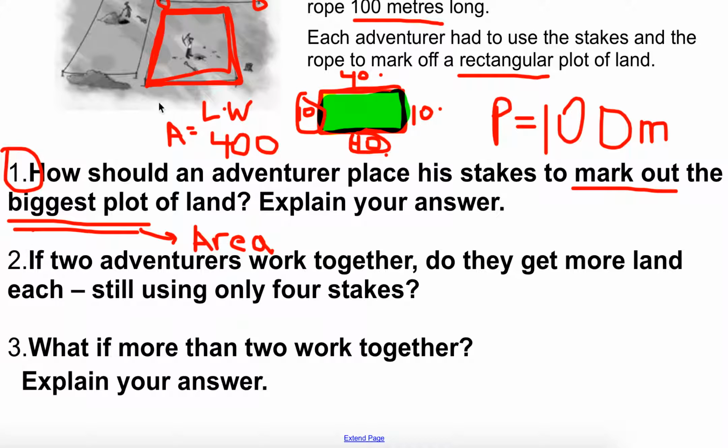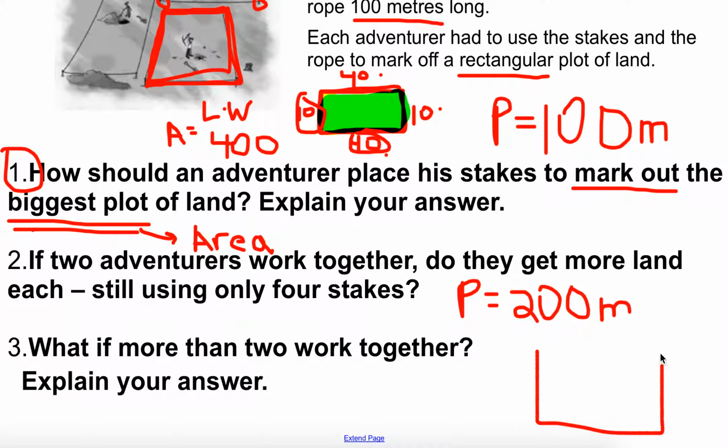Question 2, what if 2 adventurers work together? Okay, so your buddy says to you, hey, let's put our ropes together. So now we get a perimeter of 200 meters. You're still getting 4 stakes of land, though, so you're still making rectangles. You're not making, like, an octagon. That would be really difficult to figure out the area. Okay, don't do that. You're still making a rectangle.